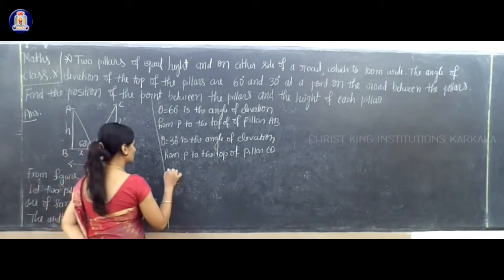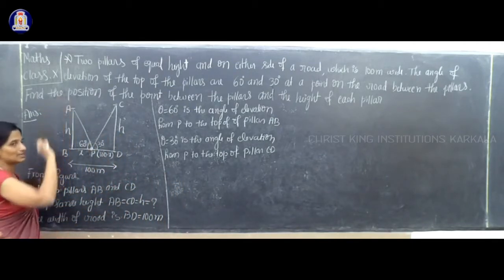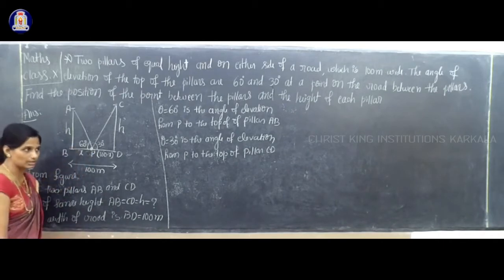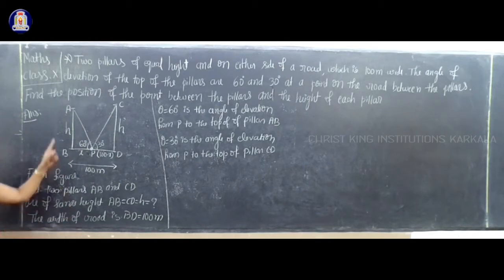Now next, use the formula. Afterwards it is easy, right? If you draw the figure from the sentence, then it is easy to calculate. Now for the first 60 degree, which triangle can we take? It is the triangle ABP.